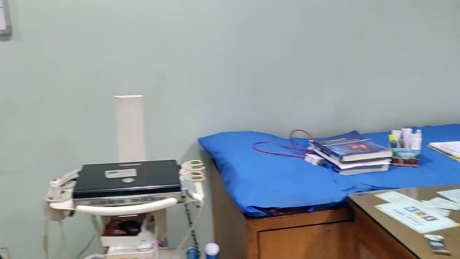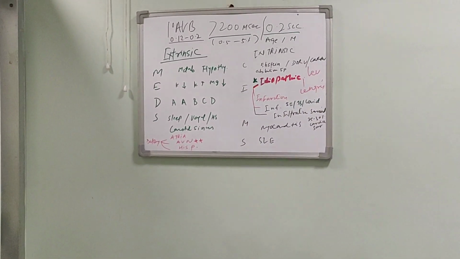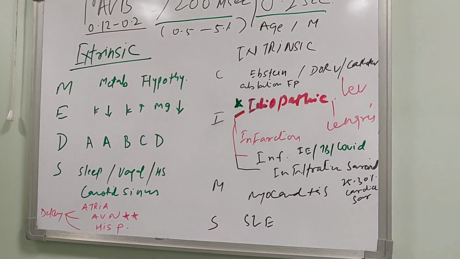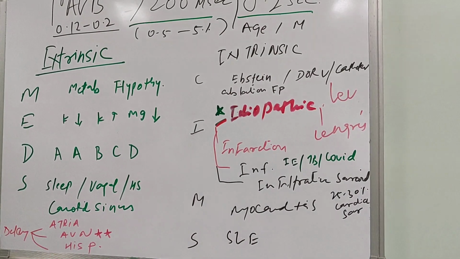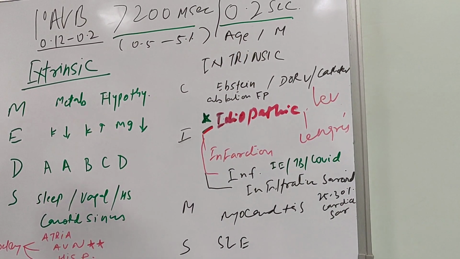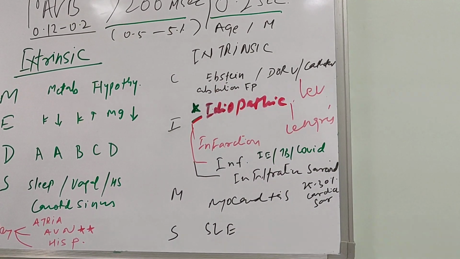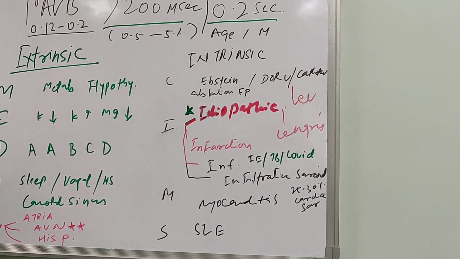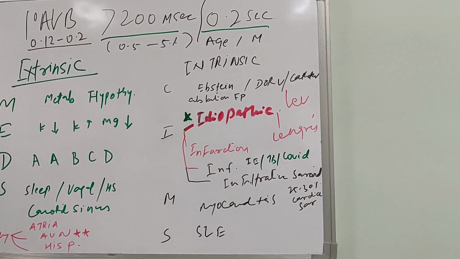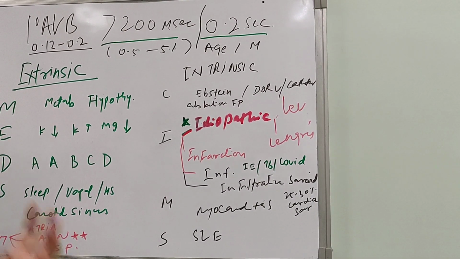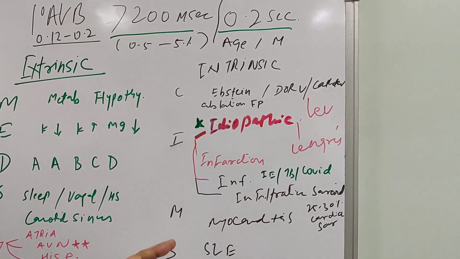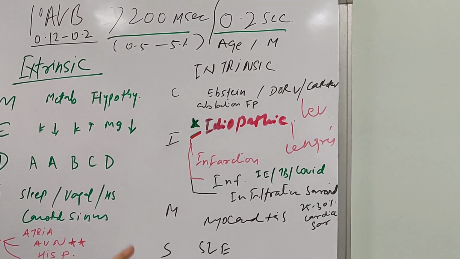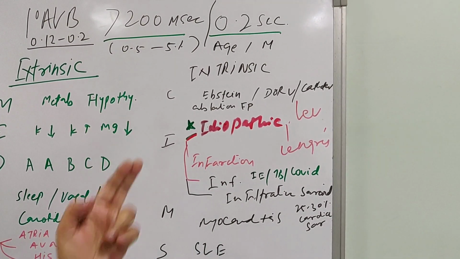Now we will discuss what are the causes of first degree AV block. So what I have done, I have taken this whiteboard for this, and we have divided the causes into two categories: the intrinsic factors and extrinsic factors. Intrinsic means the causes lie in the conduction system itself, and extrinsic means there are external factors which are affecting the conduction system. Alright. So in intrinsic, I have used the mnemonic CIMS. What is the mnemonic? CIMS.